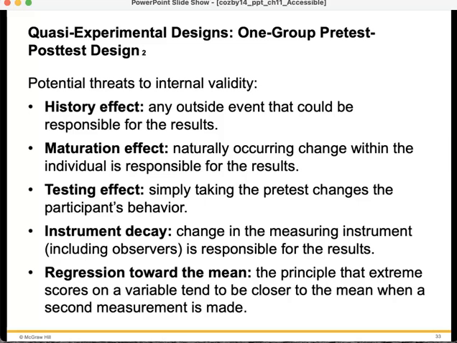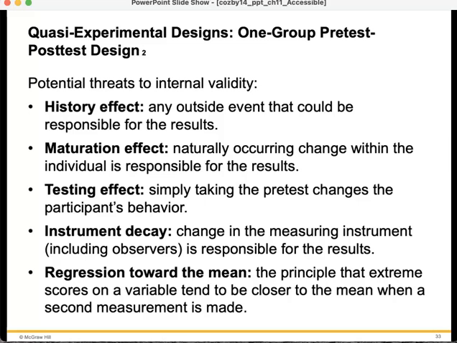Okay, so testing. Testing becomes a problem if simply taking the pretest changes the participant's behavior. So this is the problem of testing effects. For example, the smoking measure might require people to keep a diary in which they note every cigarette smoked during the day. Simply keeping track of their smoking might be sufficient to cause a reduction in the number of cigarettes that the person smokes. And so the reduction found on the post-test could be the result of taking the pretest, or measuring the number of smokes that you had, rather than the program itself.